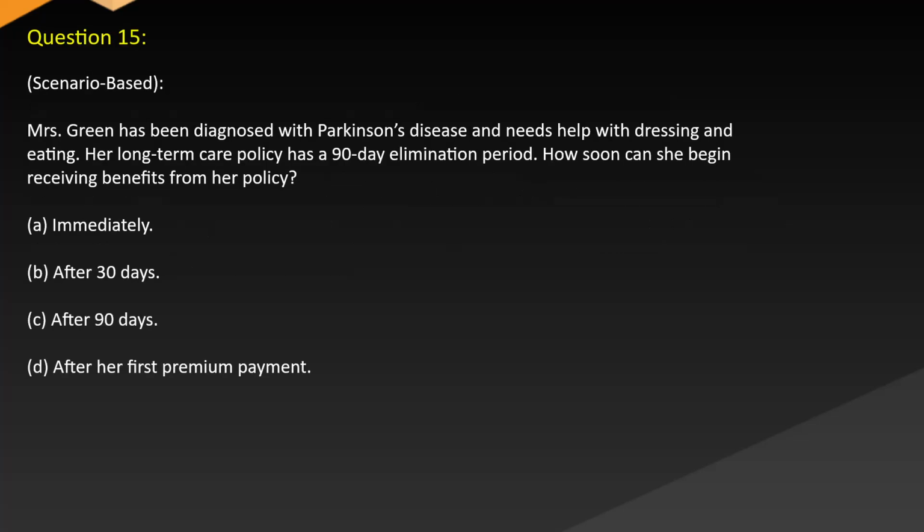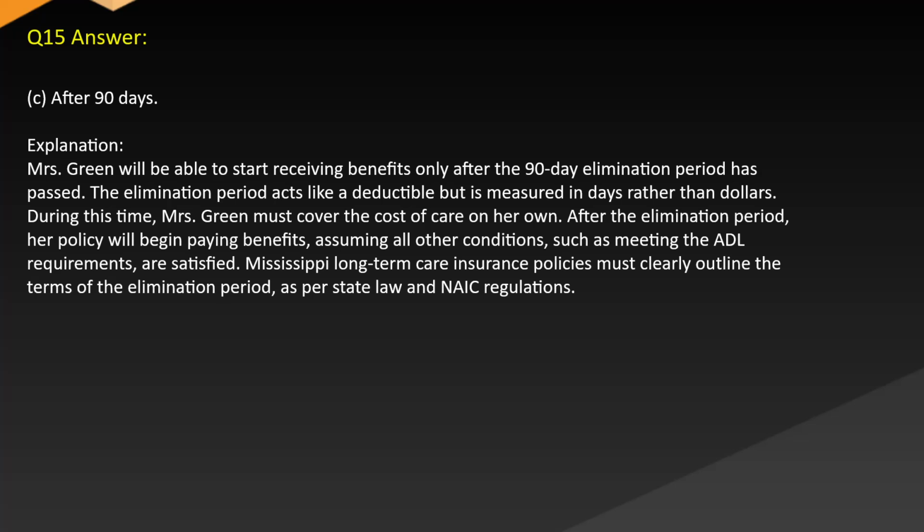Question 15, scenario-based. Mrs. Green has been diagnosed with Parkinson's disease and needs help with dressing and eating. A long-term care policy has a 90-day elimination period. How soon can she begin receiving benefits from her policy? A. Immediately. B. After 30 days. C. After 90 days. D. After her first premium payment. Answer: C. After 90 days.